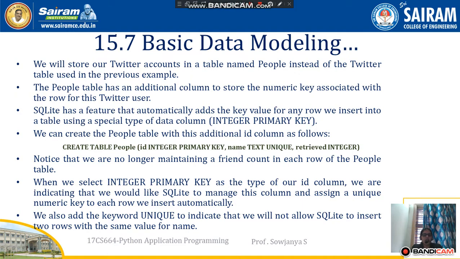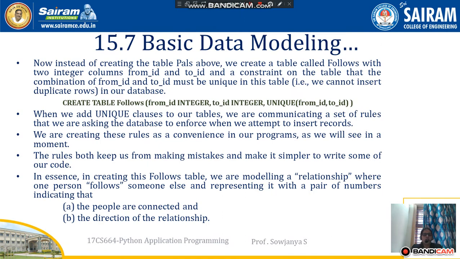Okay, we can also add the keyword unique to indicate that we will not allow SQLite to insert two rows with the same value for name. That is why we use the unique keyword. So instead of creating the table pals above, we created a table follows with two integer columns, from_id and to_id, and a constraint on the table that the combination of from_id and to_id must be unique in this table. That is, we cannot insert duplicate pairs in our database. You can see this example here.